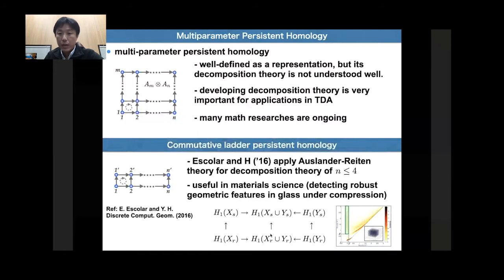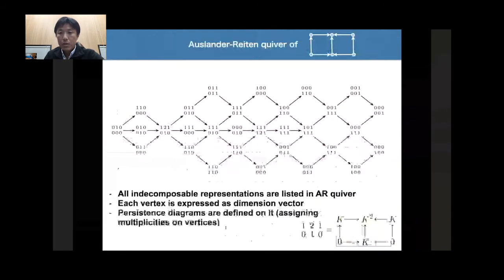applications. Actually, our original motivation to study robustness of materials, glassy materials, can be formulated by the commutative ladder of length 3. 2 by 3 means that we consider length three ladders. So by using the commutative ladder persistence, we can quantitatively study the robustness problem appearing in material science. So let me briefly explain that result and then go to the mathematical motivation. Here, let's focus on this type of quiver, the 2 by 3 associative algebra with full commutativity.